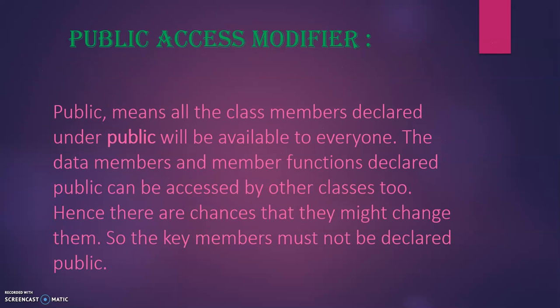Public access modifier. Public means all the class members declared public will be available to everyone. The data members and member functions declared public can be accessed by other classes too. Hence, there are chances that they might change them. So, the key members must not be declared public.